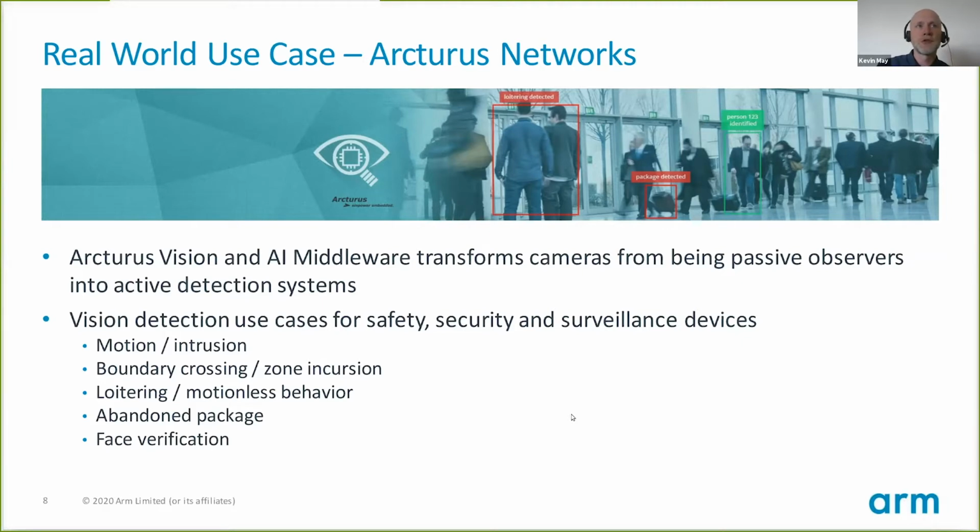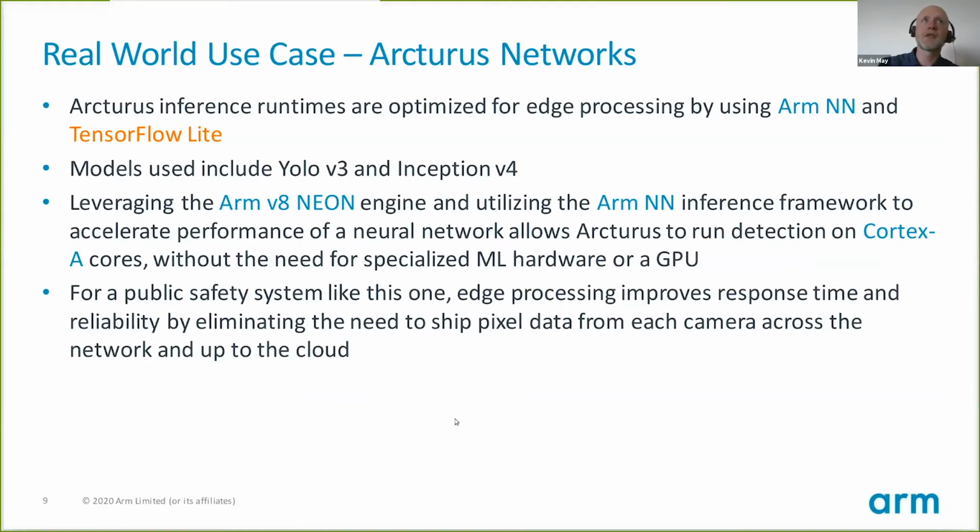So motion or intrusion, boundary crossing, we'll say, in a train station, so you're not too close to the tracks, loitering, abandoned package, face verification, that kind of thing. So the Arcturus inference runtimes, they're optimized for edge processing using ARMNN and TensorFlow Lite. The types of models they use include YOLO v3 and Inception v4. And leveraging the Arm v8 Neon engine and utilizing the ARMNN inference network to accelerate performance of a neural network. This allows Arcturus to run detection on Cortex-A cores without the need for specialized ML hardware or a GPU.